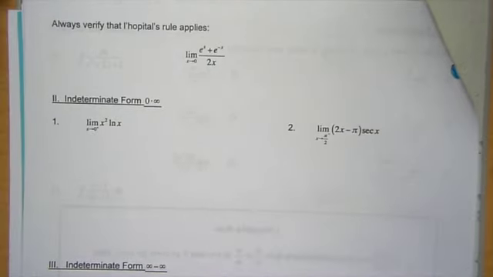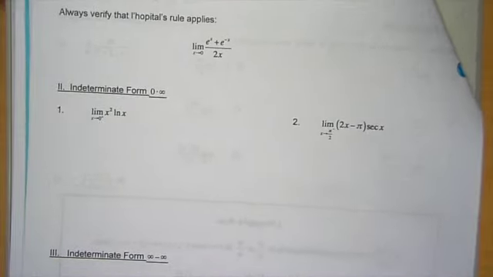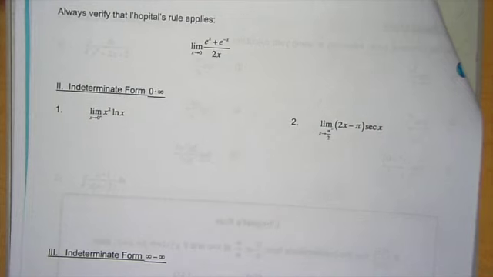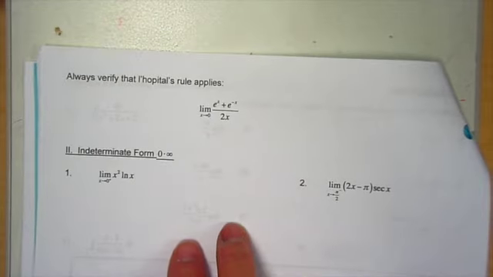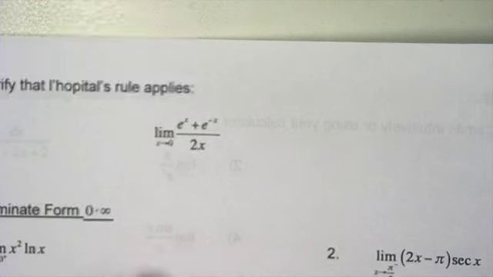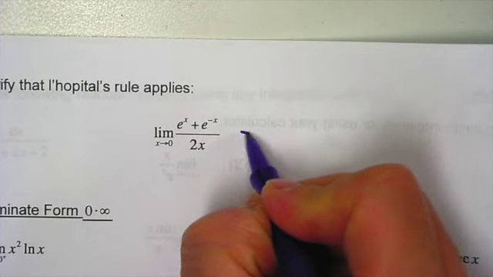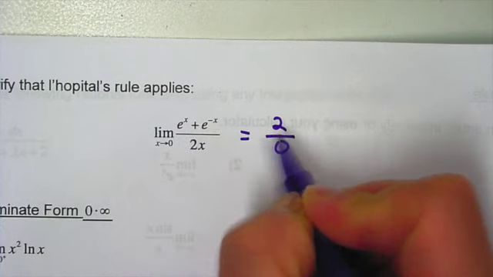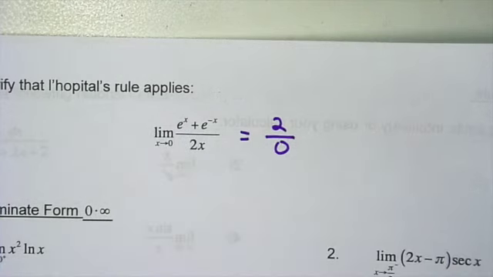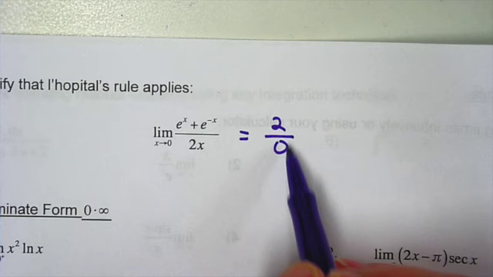So as we talked about previously, you can only do L'Hopital's rule if you have 0 over 0 or infinity over infinity. So make sure, just because you have a fraction doesn't mean that L'Hopital's rule applies. If you look at this problem here, if I plug in 0, notice I will have 2 on the top, 1 plus 1, on the bottom you have 0. This is not an indeterminate form. Indeterminate form is 0 over 0, infinity over infinity. Okay. 2 divided by 0.